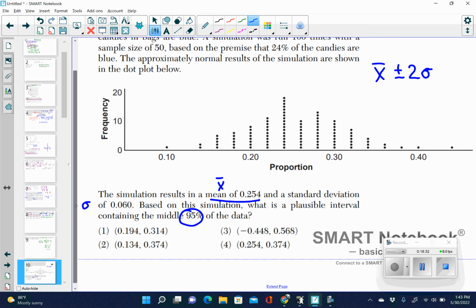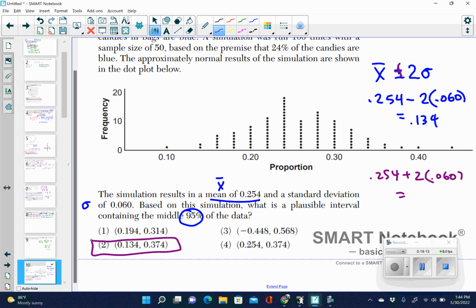Okay, so then you're just going to plug this into a calculator. So we have mean, which is 0.254, let's do minus 2 times, and then our standard deviation is 0.060, and when I hit enter in my calculator, I'm going to get 0.134, and then if I do the same thing to the other side, instead of doing the minus sign, if I do the plus sign like this, I'm going to do mean, which is 0.254 plus 2 times the standard deviation, which is 0.060. I'm going to get the higher range. So I already know actually that the answer is choice 2.